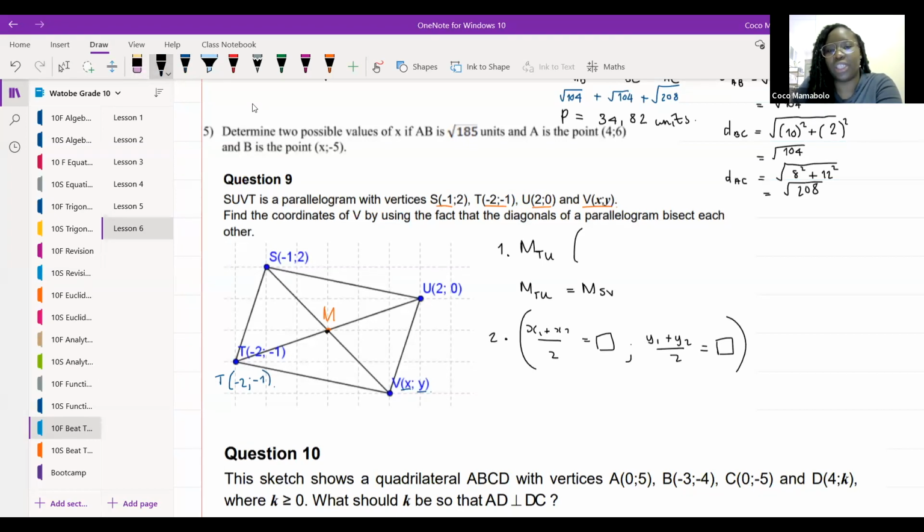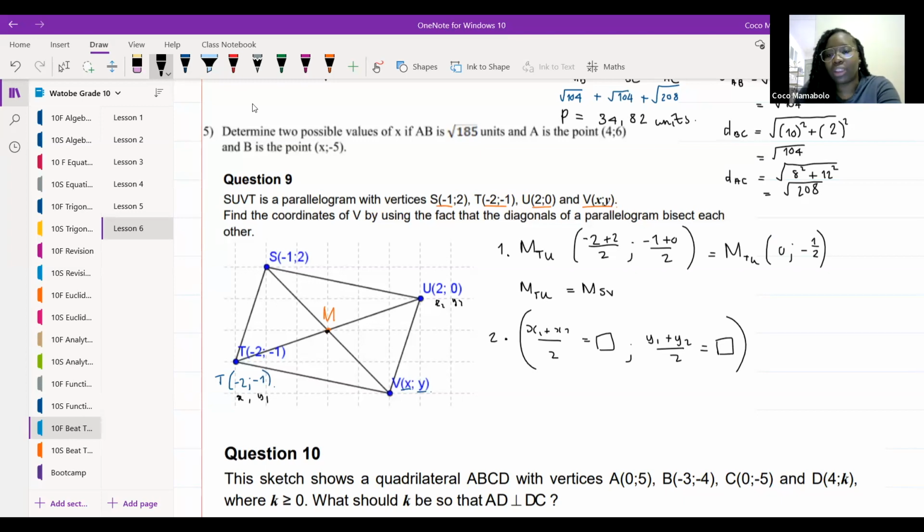Let's calculate very quickly the midpoint of TU. Right, the midpoint of TU, we're just going to pick one as x1 and y1, and this is x2 and y2. My x is -2 plus 2 over 2, and my y will be -1 plus 0 over 2. This tells me that the midpoint of TU is 0 and -0.5. So the midpoint of TU is also the midpoint of SV.